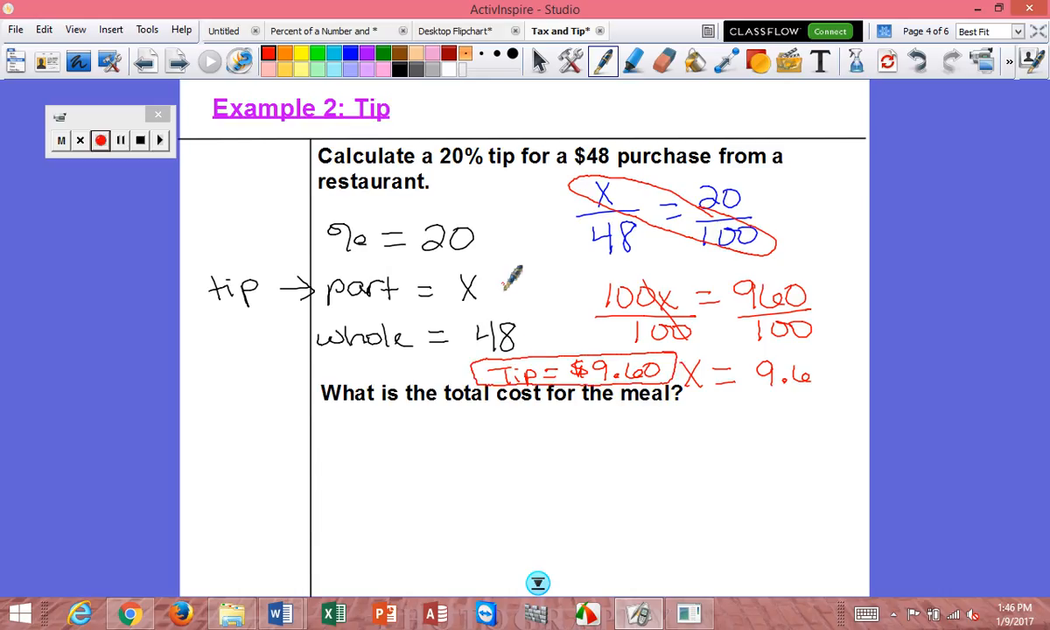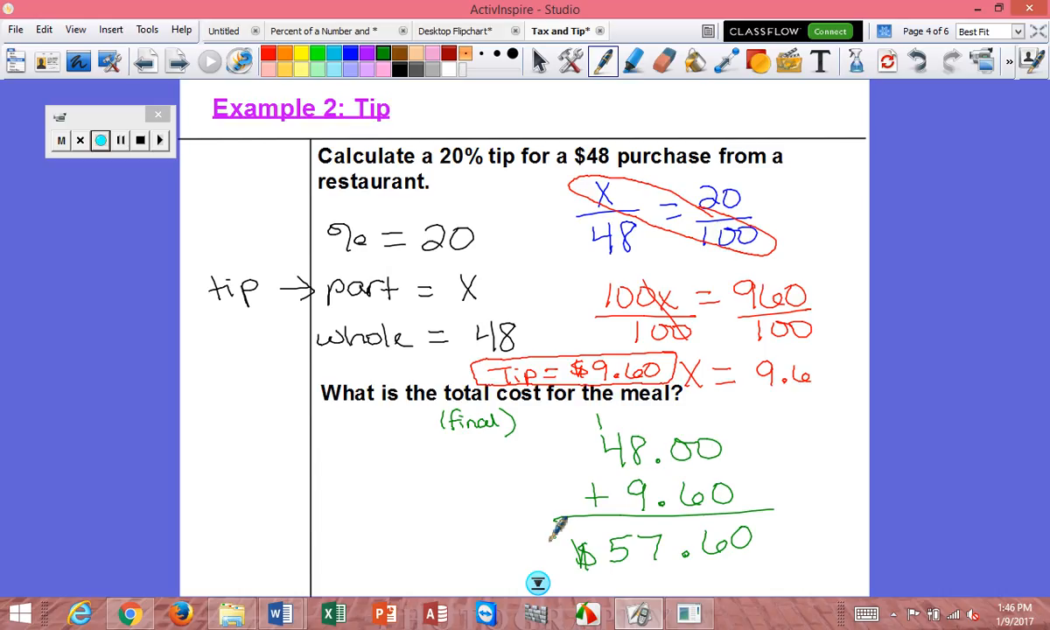Okay, and again, that answer does make sense. We know it's a dollar amount that's going to be less than 48. The tip is just part of that total. Now we want the total cost. So again, think of that like the final cost for the meal. So if it originally cost $48 and we're going to tip $9.60, we have to add those together to get that final cost. So this would have a grand total of $57.60.